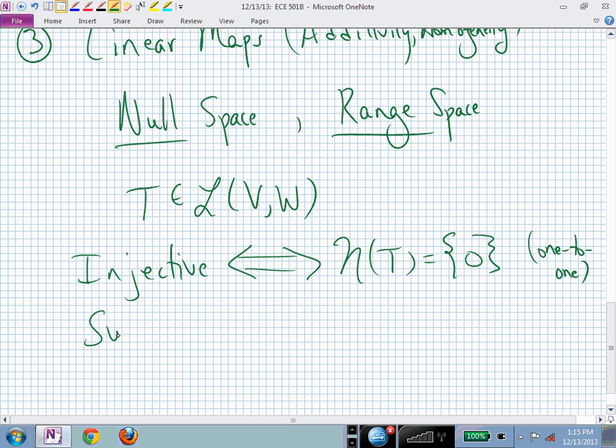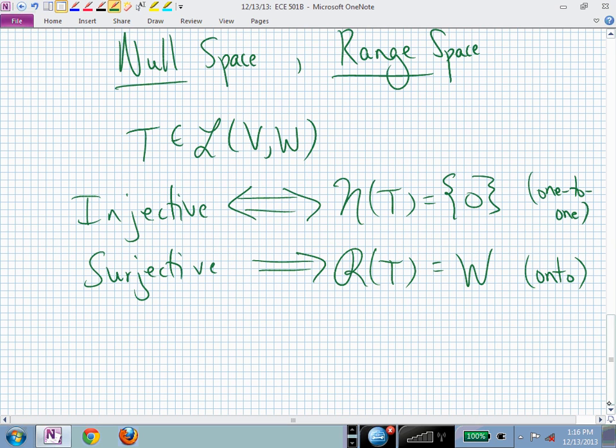Then we talked about a map being surjective, and that meant that the range of that map, or where you could get to, was actually all of the codomain that you were trying to get to in W. And another way of thinking about that is that that's then an onto map. And there are many different ways of allowing some of these ideas to be connected.